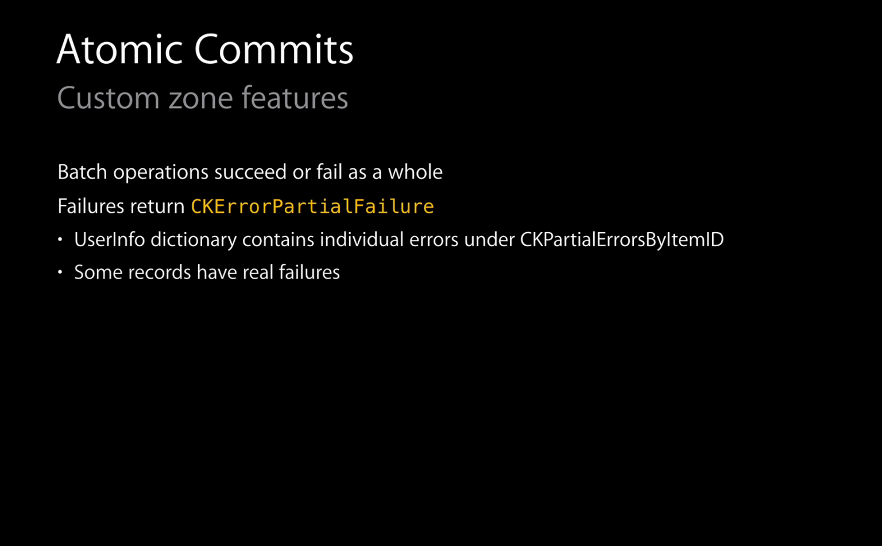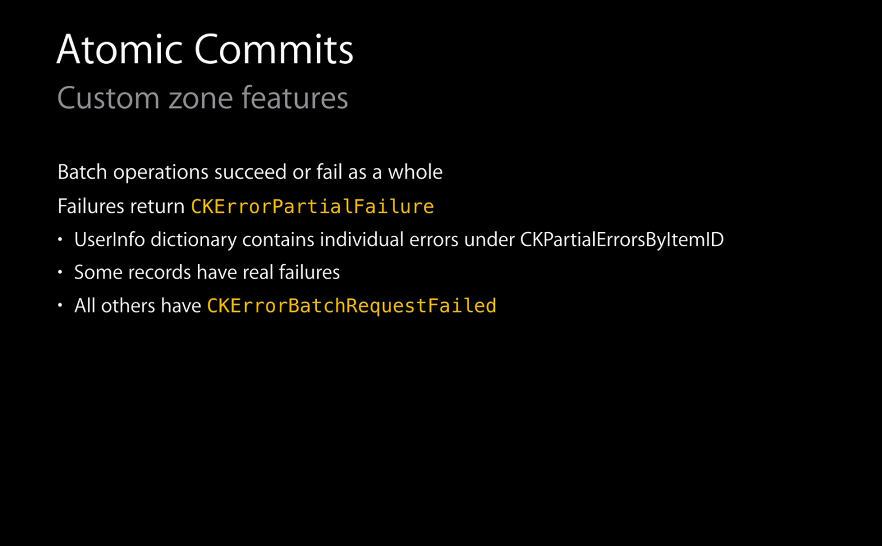And some of those errors are going to be the real failures that you care about. These are the reasons that the atomic commit failed. But the rest of the records failed because it was an atomic commit, and we need to let you know that they failed. So you're also going to see CKError batchRequestFailed. That's just a way of saying that something else in this batch failed, and this wasn't the real problem, it was that other record in here.